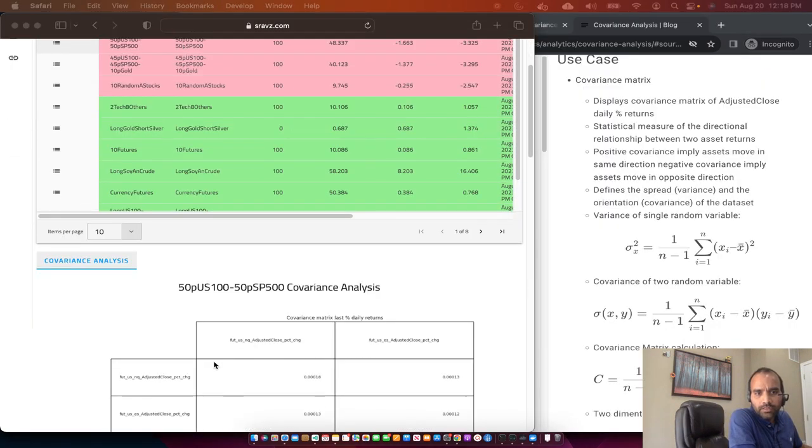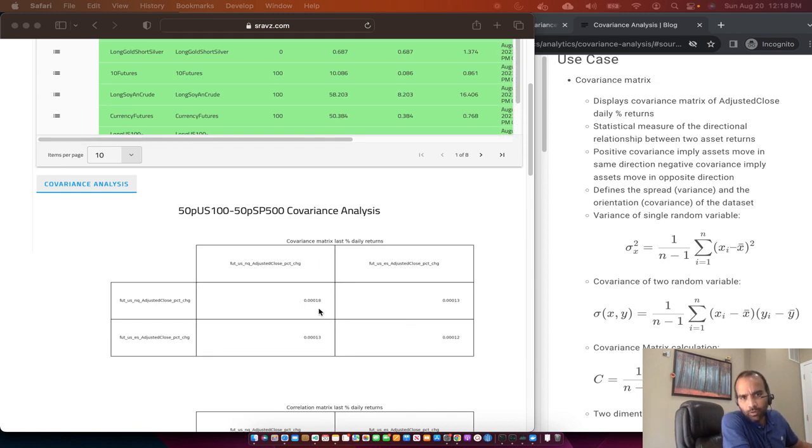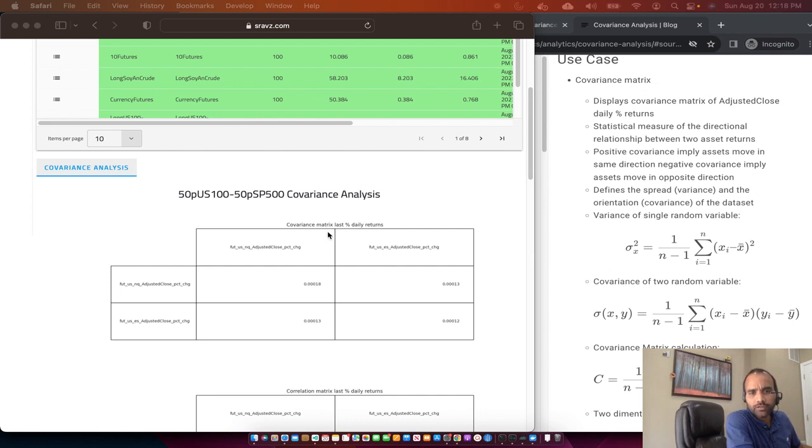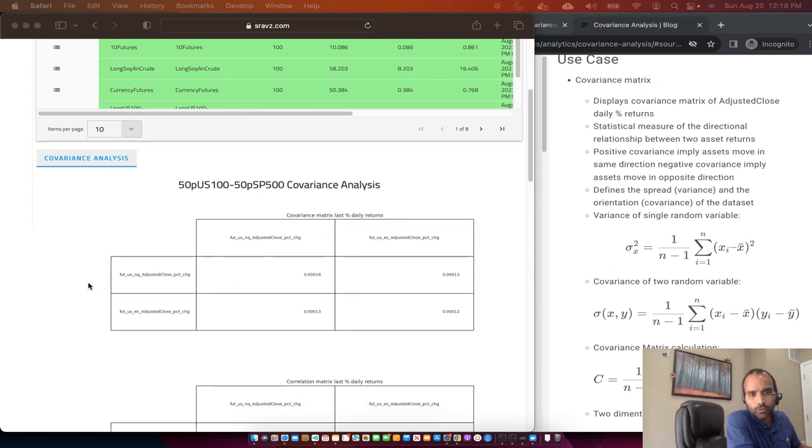So we generated the covariance analysis of 50% NASDAQ 100 and 50% S&P 500. It's an equal weighted portfolio in terms of dollar cost. This is the covariance metrics. We show the covariance metrics in this format where we have NASDAQ 100 on the x-axis and NASDAQ 100 on the y-axis. The covariance between these two is negligible because it's the same asset, so it's almost close to 0. Also, NASDAQ 100 and S&P 500 have somewhat covariance, but not that much.